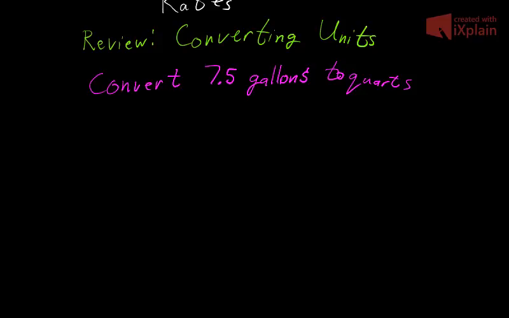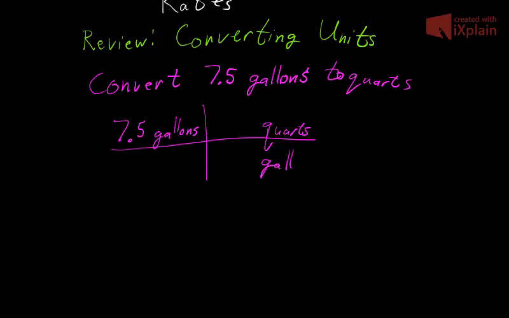As it turns out, if we remember correctly, we should make one of these t-charts, and we're going to write what we're going to start with right here, 7.5 gallons. And I'm going to write what I want to end with right here, quarts, and gallons I want to get rid of, so it goes on the bottom. So just as a friendly reminder, we start with our number right here. We want to get to quarts, so we put it on top. We want to get rid of gallons, so we put it on bottom.